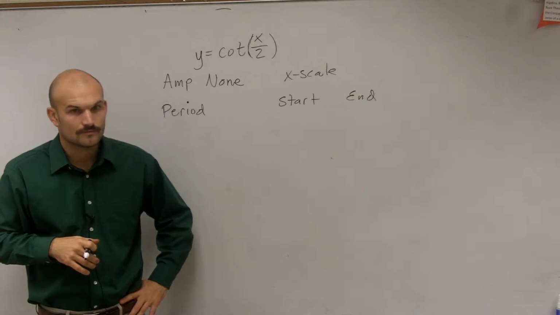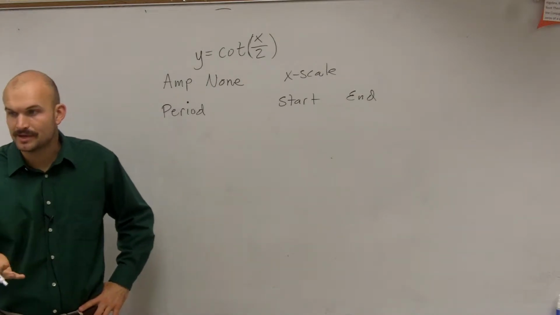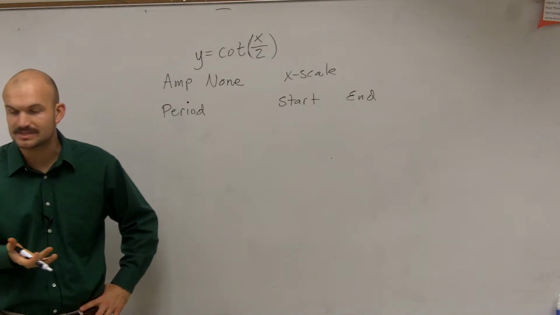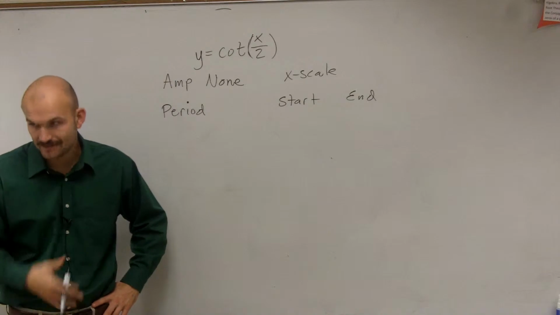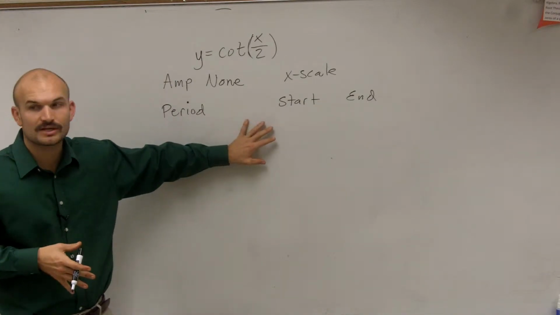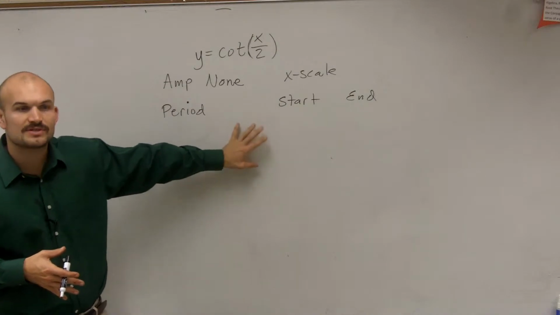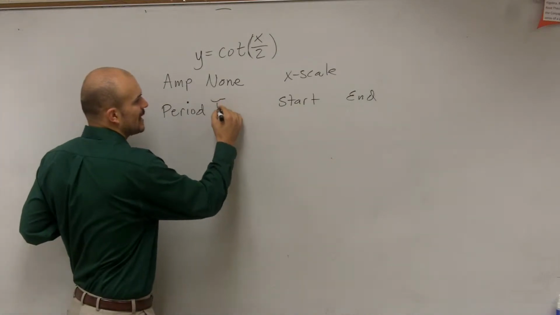Okay. So now the next thing we're looking at is period. If you remember, when we were dealing with period for sine and cosine, it was 2 pi divided by b. I kept reminding you, 2 pi divided by b, 2 pi divided by b. Well, now when you look at the parent graph of a cotangent graph, the period is only pi.